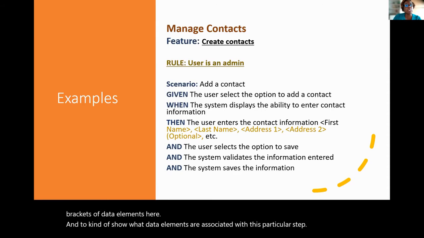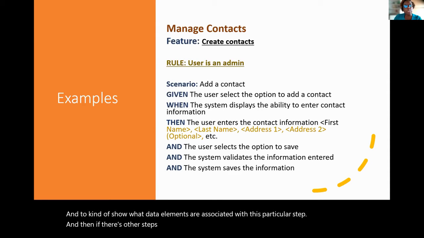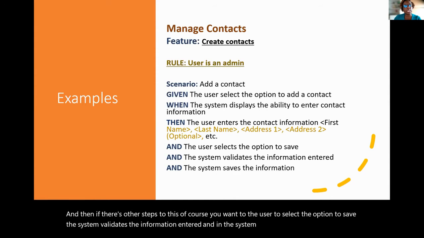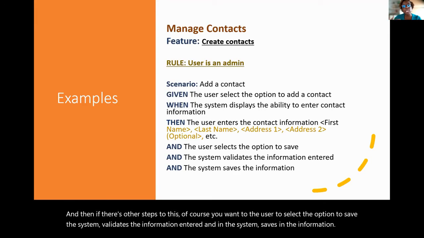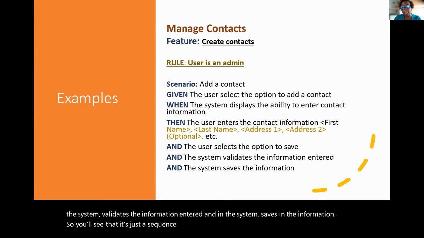And then if there's other steps to this, of course, you want the user to select the option to save. The system validates the information entered, and then the system saves the information. So you'll see that it's just a sequence of steps. It's nothing convoluted or too complex. It's just a simple approach to writing requirements.